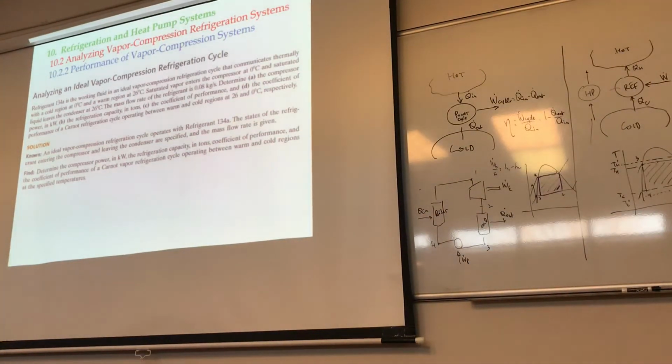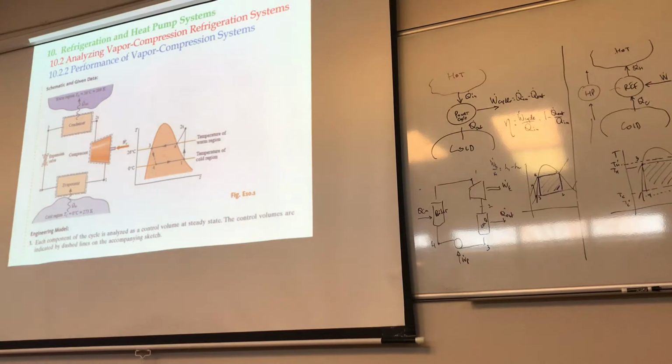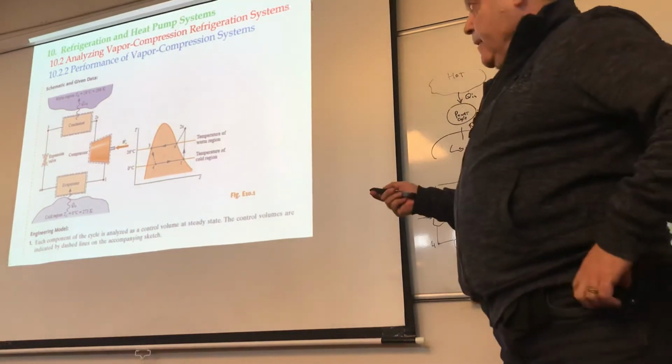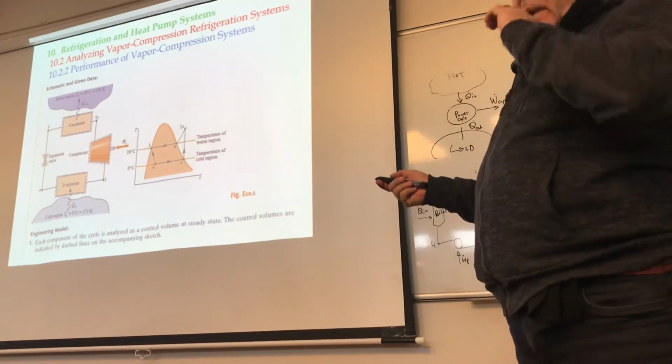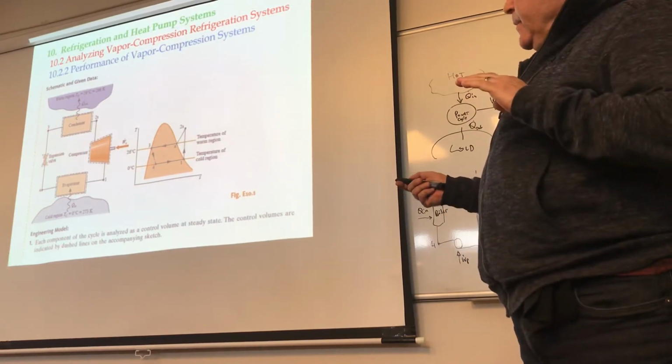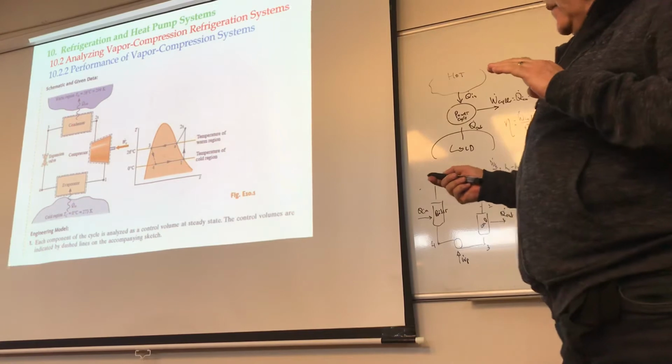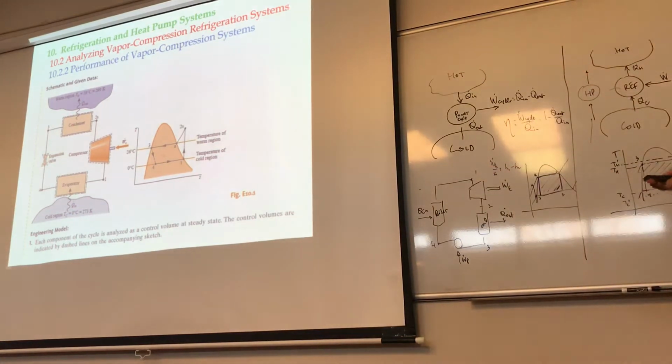So how do you do a problem like this? You always have to, it makes life a lot easier, draw the physical mechanism and the TS diagram, okay? So, annotated. So this is the evaporator, this is the condenser.